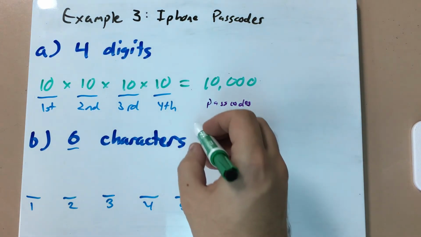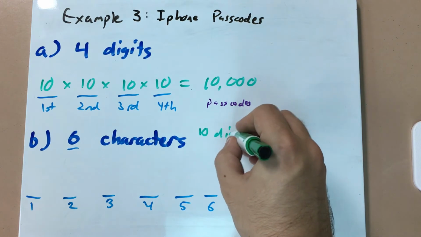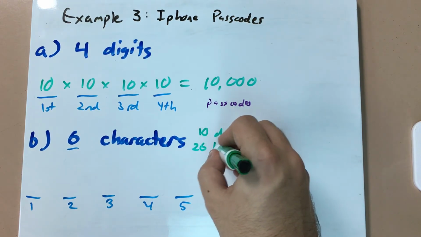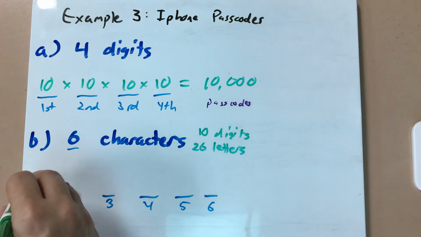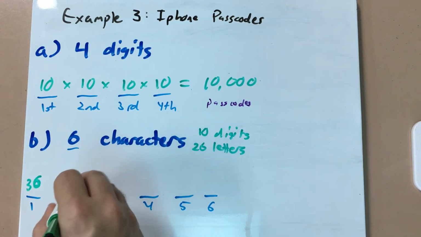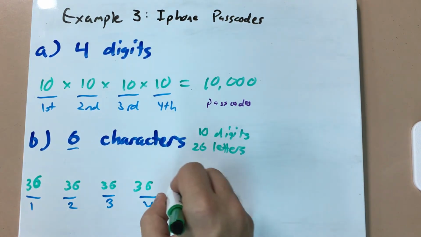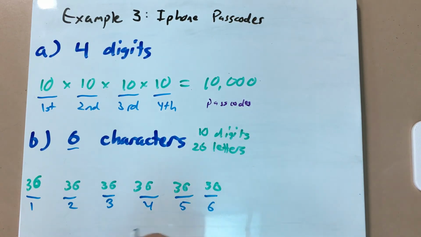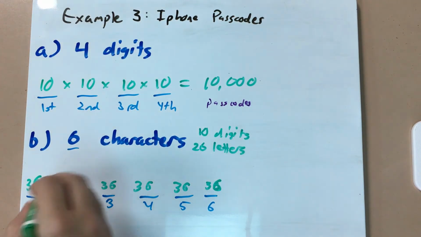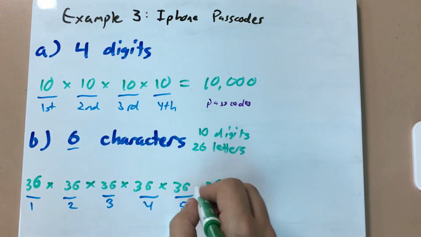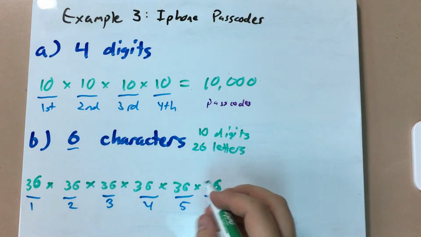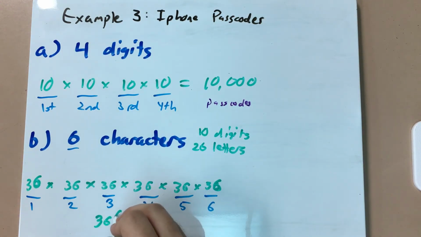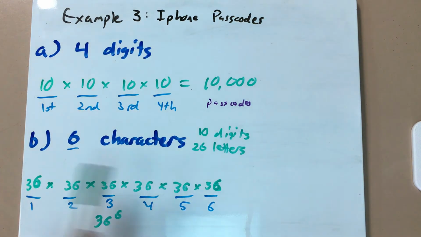But now if we're looking at characters, these could be any of the 10 digits, or they could be any of the 26 letters, which means that each character now has 36 possible choices. And I'm still going to go ahead and multiply all of these together. And if you're keeping up with me on this and you type this in your calculator, you can type it like this, or you can type it as 36 to the 6th power, because we're multiplying the same number, 36, by itself 6 times.